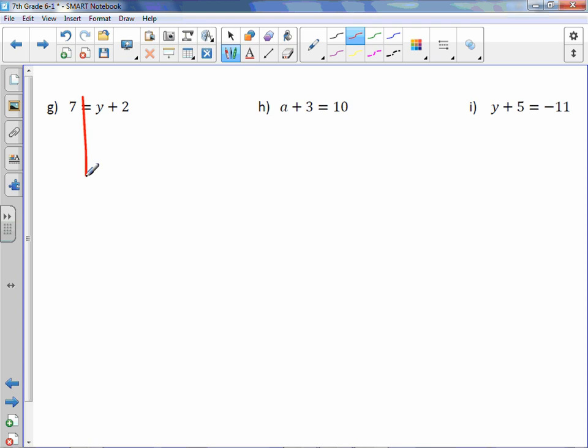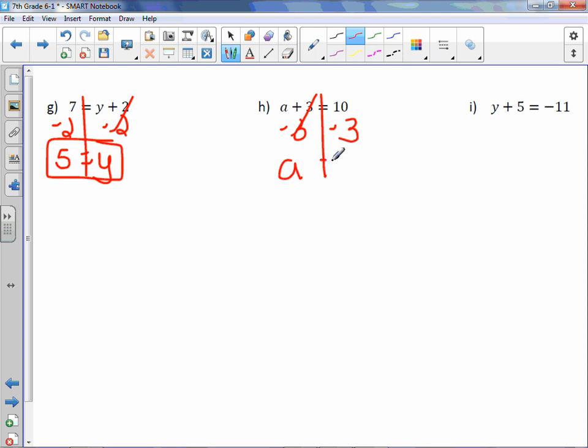Letter G, 7 equals Y plus 2. Subtract 2 from both sides. We get 5 equals Y. Letter H, A plus 3 equals 10. Subtract 3 from both sides. We get A equals 7. Letter I, Y plus 5 equals negative 11. Subtract 5 from both sides. We get Y equals negative 16.